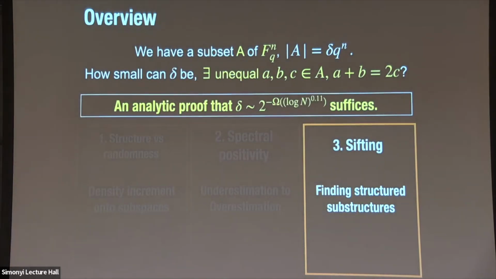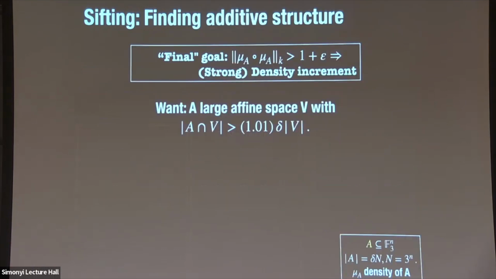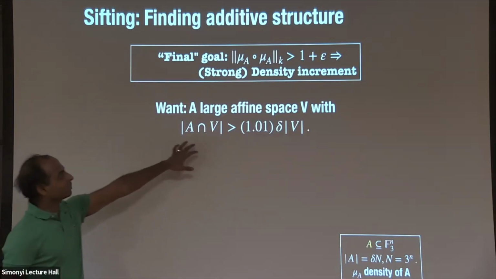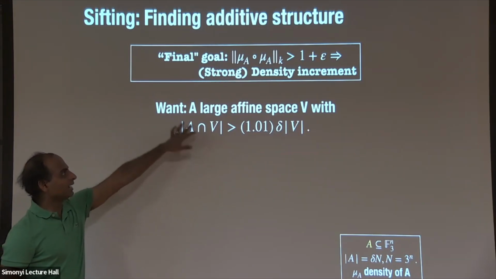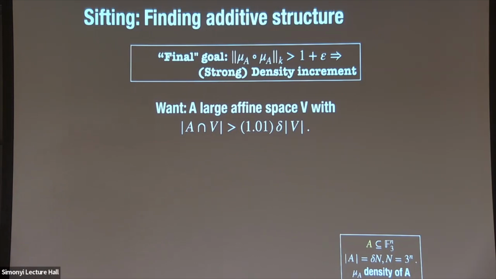All right. So let me now go to the third portion, which is sifting, which is where we really find these structured subsets onto which you have density increment. Okay. So again, our goal is just starting with a difference convolution with itself, K norm being large, and we want a density increment. And so density increment just means we want a large affine space V where A intersect V has density at least 1.01, some constant factor better than what it was before with the original space, right?